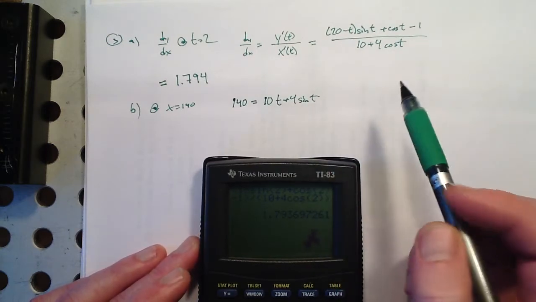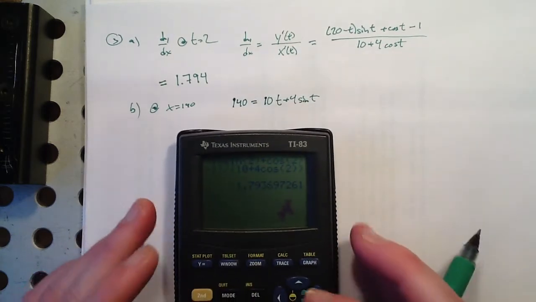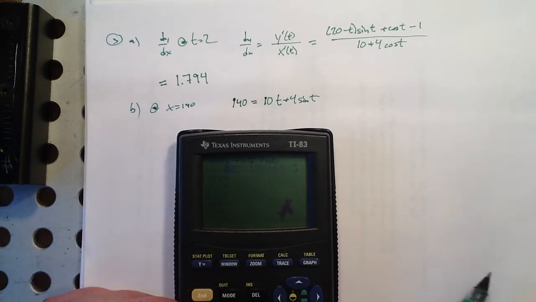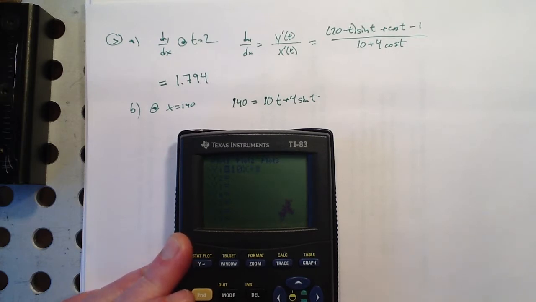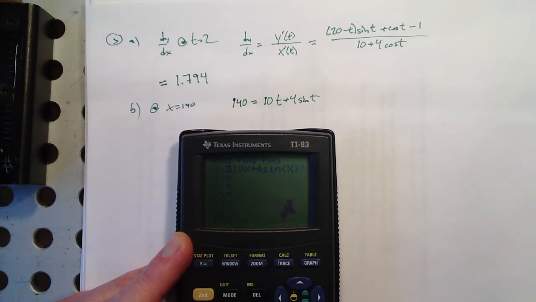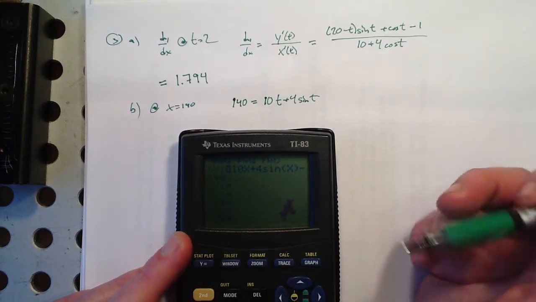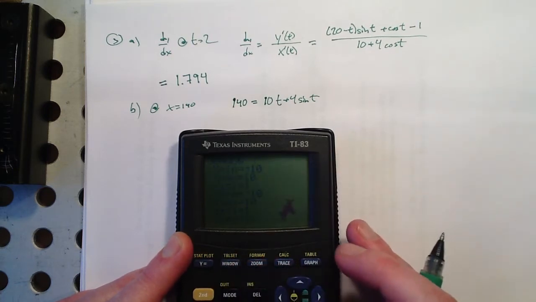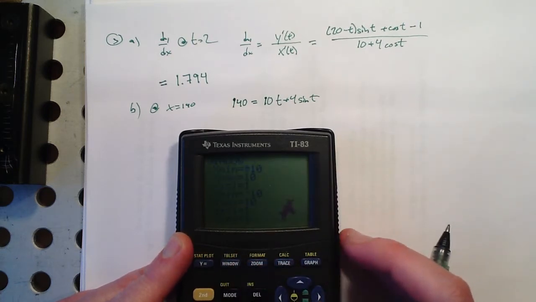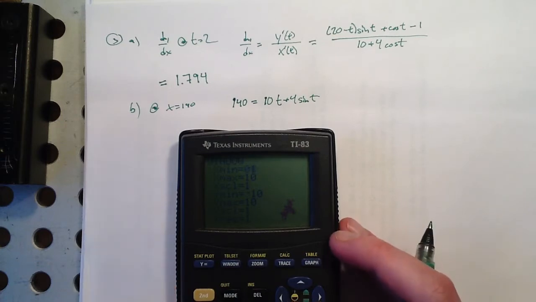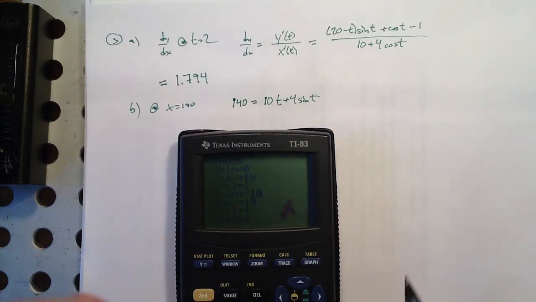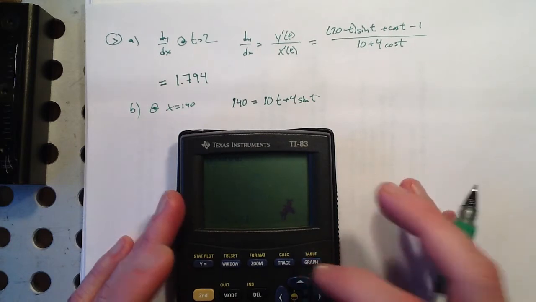This is not an equation you can solve without a calculator, so I'm going to go ahead and graph that. I'm going to go to my y equals and graph 10x plus 4 sine x minus 140. Then I'll go to the window. I'm interested in x values, which are the t values, and the times I'm looking for are between 0 and 18 seconds. So 0 to 18. And I'm interested where it hits 0.